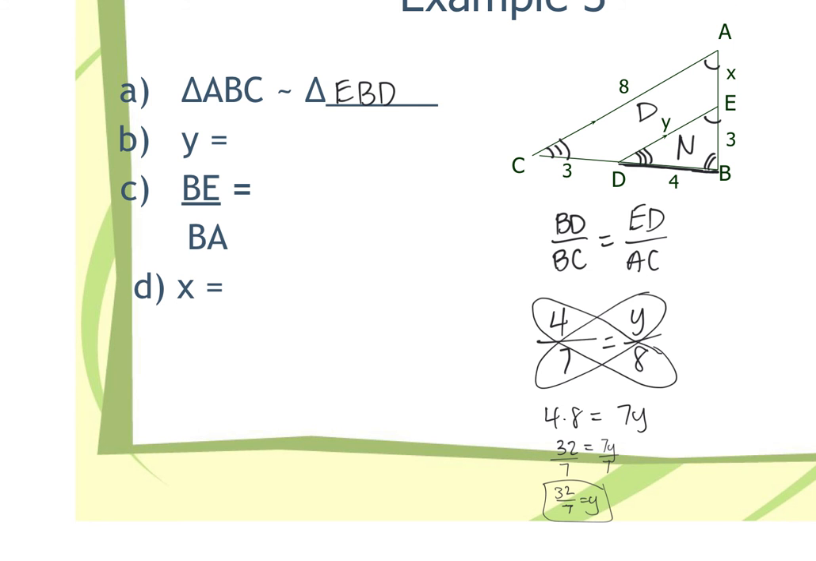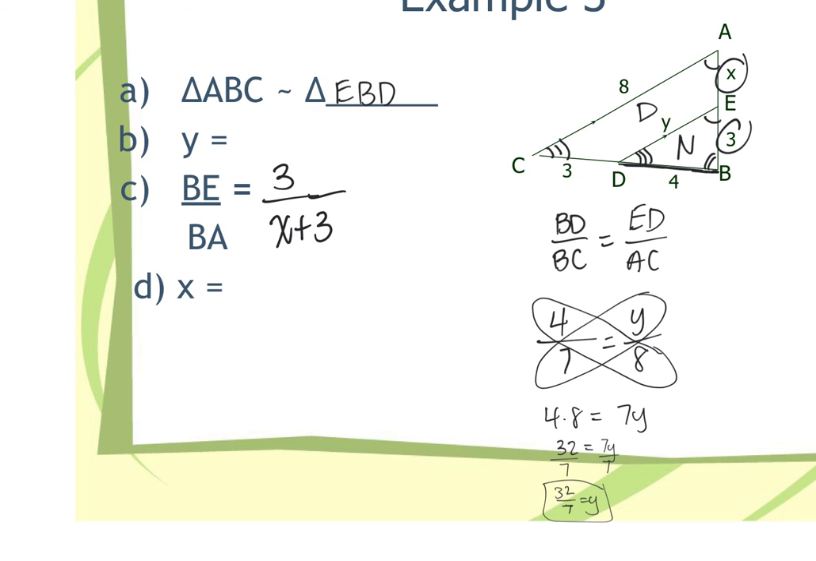3 over x plus 3. Okay? Because BE is this, right? 3. And then BA is 3 plus x. You guys with me? Okay. It is very tempting to put the 3 over x. But make sure you're accounting for the denominator should be the entire triangle. Okay? So how do we solve for x?